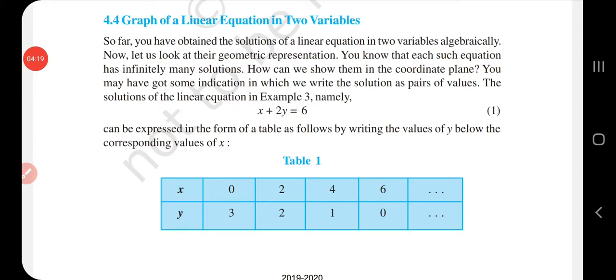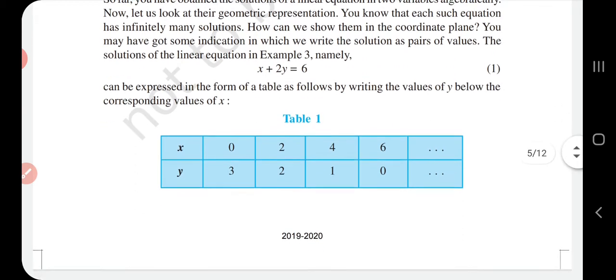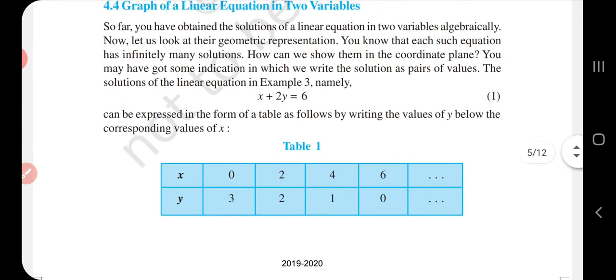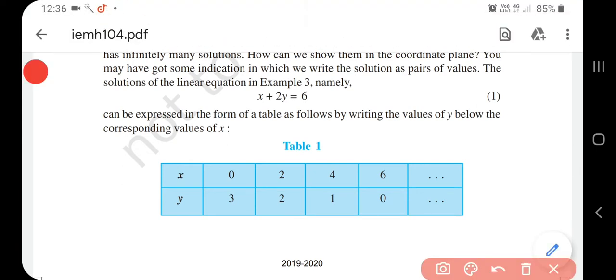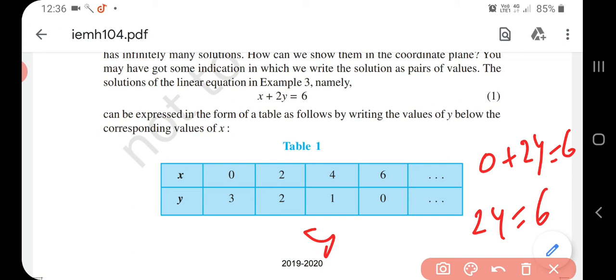Okay, now see in your book, the example x plus 2y is equal to 6. Now 2y is equal to 6 minus x. Then we find the values of x and y. Put the value x is equal to 0. If you put x is equal to 0, then what is the value of y? So 0 plus 2y is equal to 6, then 2y is equal to 6, so y is equal to 6 upon 2, that is 3. So your value is 3.